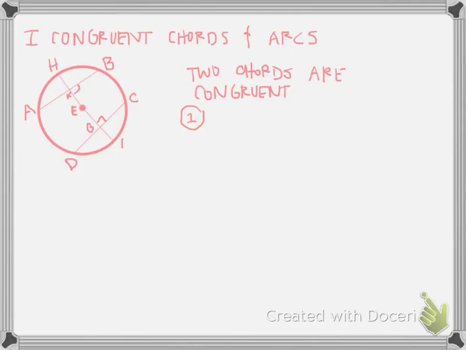Chords and arcs, congruent chords and their corresponding arcs. So two chords, remember chords pass through the circle. Two chords are congruent if and only if their corresponding arcs are congruent.